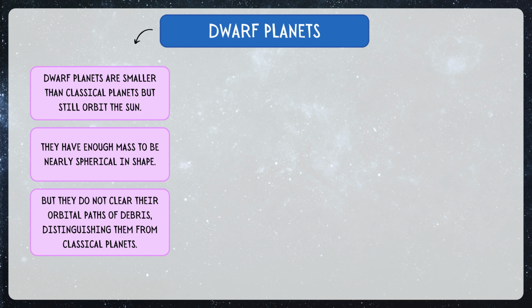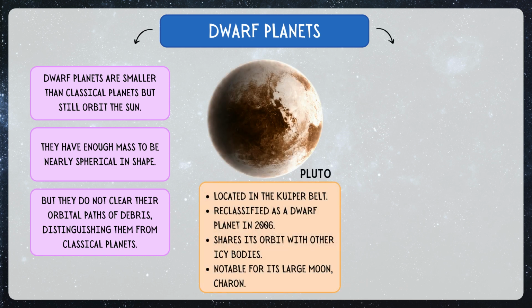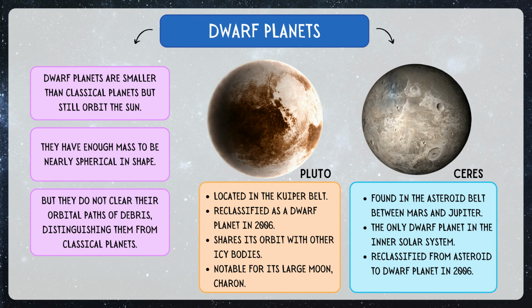We examined examples like Pluto, which was reclassified as a dwarf planet in 2006 and is located in the Kuiper belt with its notable moon, Charon. Additionally, we discussed Ceres, the largest object in the asteroid belt between Mars and Jupiter, and uniquely classified as a dwarf planet in the inner solar system. This lesson has enhanced our understanding of the variety and characteristics of celestial bodies within our solar system, broadening our knowledge of space physics.